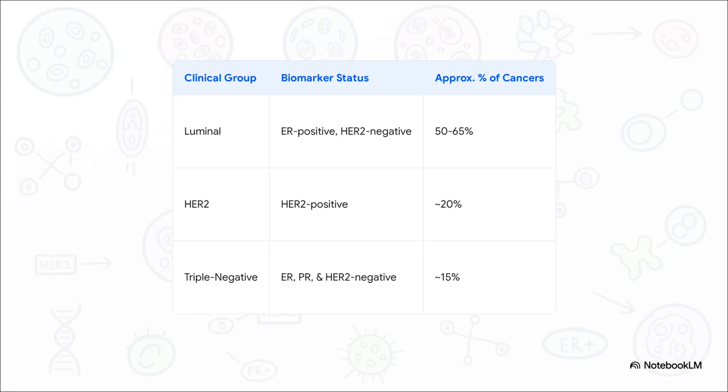So based on those 3 biomarkers, we can divide almost all breast cancers into these 3 major clinical groups. You have the luminal group, which is ER positive and driven by hormones. That's the biggest group. Then you have the HER2 group, which is, you guessed it, driven by the HER2 protein. And finally, you have triple negative, where all 3 of our suspects are missing. Each one is a totally different beast with its own biology and its own treatment strategy.